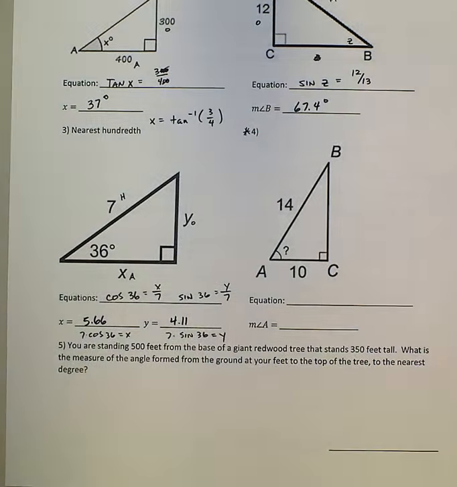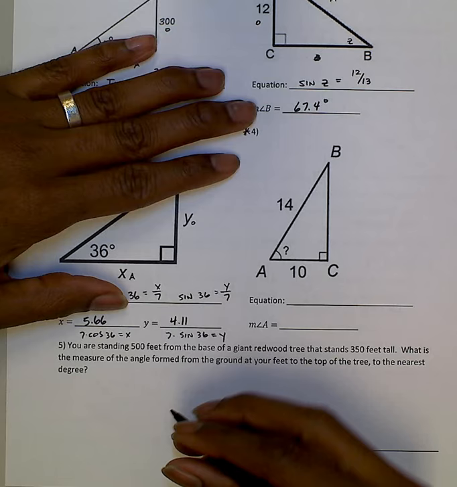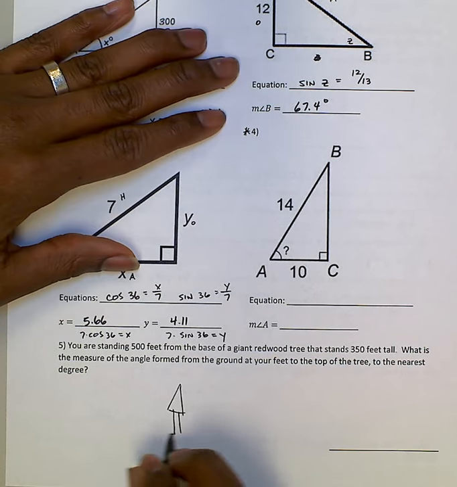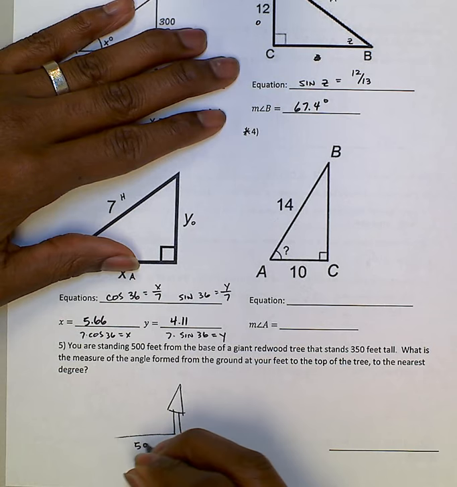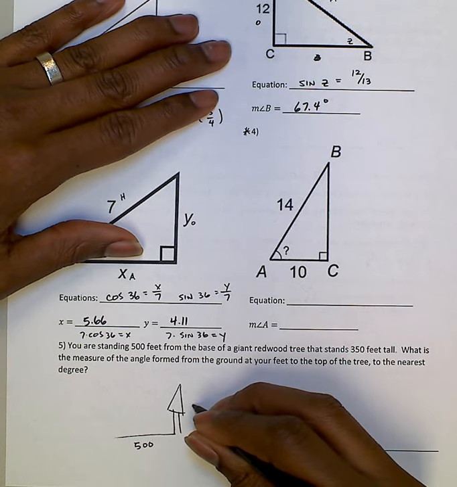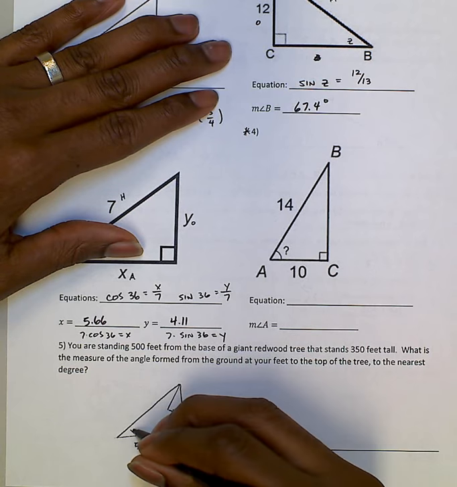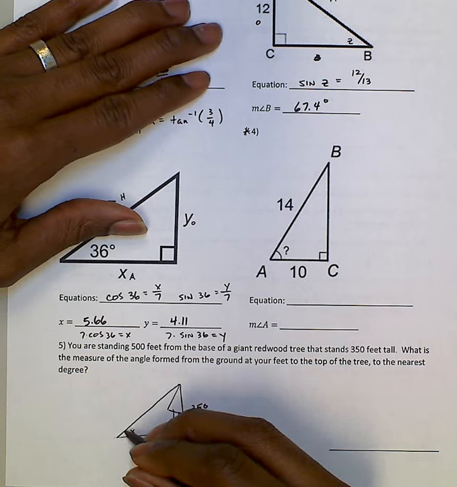Number 5 is just kind of a word problem doing the same thing. You are standing 500 feet away from the base of a giant redwood tree that stands 350 feet tall. What is the measure of the angle formed from the ground at your feet to the top of the tree to the nearest degree? So our picture, we got a redwood. We're standing 500 feet from its base. It says it's 350 feet tall. Essentially, we have a triangle, and it wants to know the angle created by our feet. I'm going to put x there.